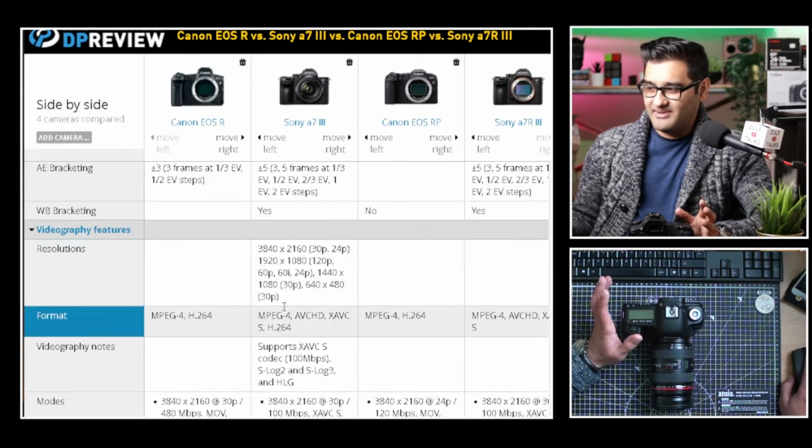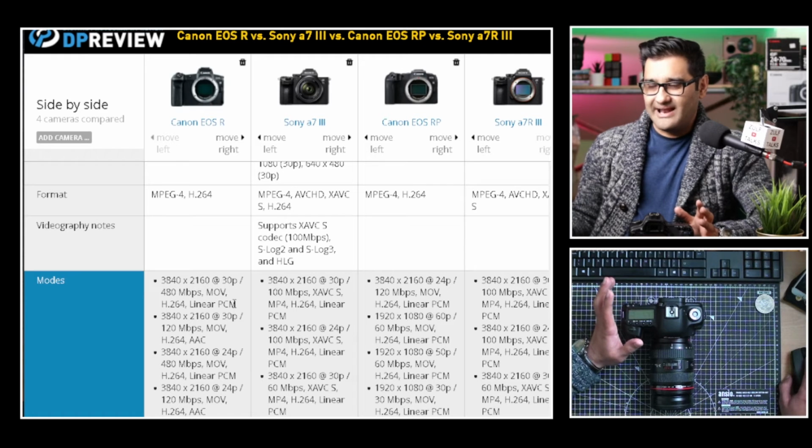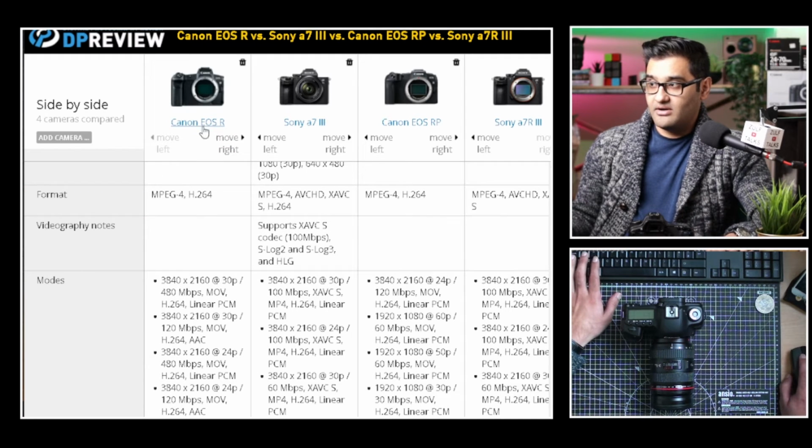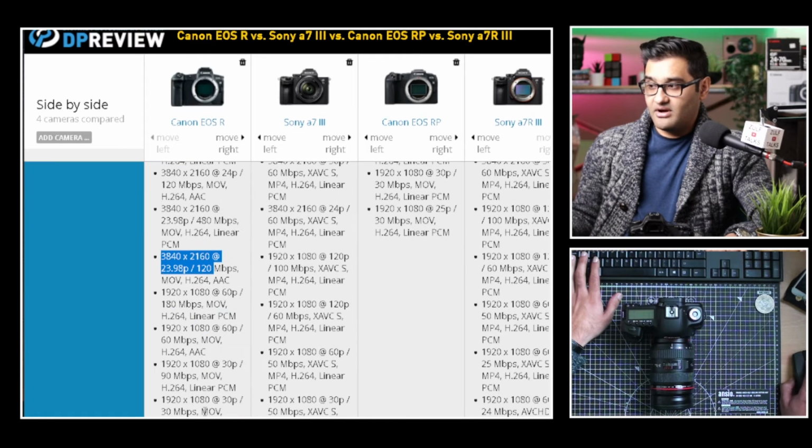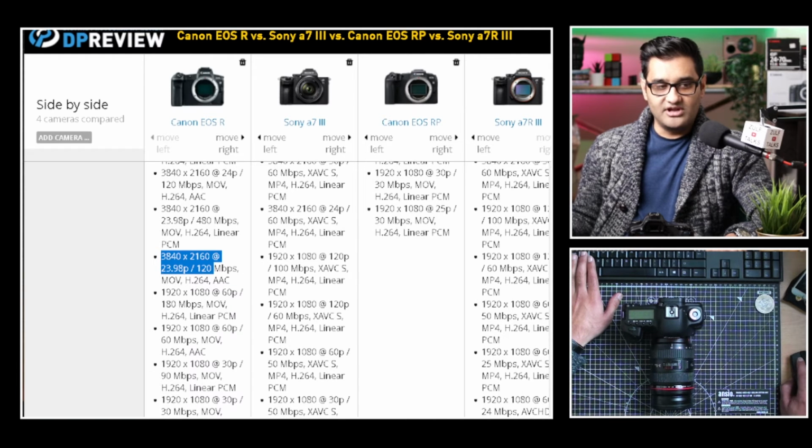They're kind of similar. That's where the main similarities are. You've got 4K at 30 frames a second on the EOS R, and the A7 has that as well. However, for slow motion, you can do 1080p at 120 on the A7 III, and on the EOS R, we're going to look at this in more detail because there's an option listed here for 4K at 120 frames a second. That'll be very interesting. Let's look into that in more detail.